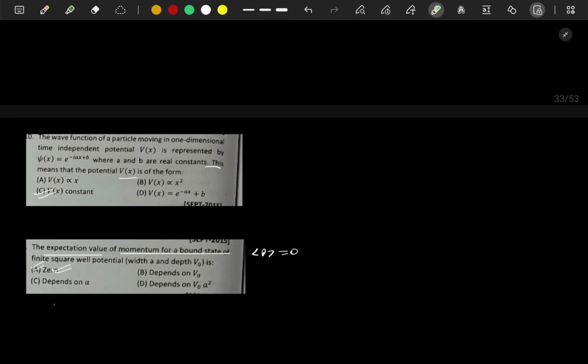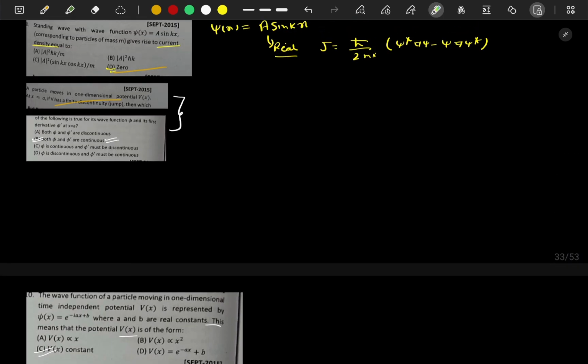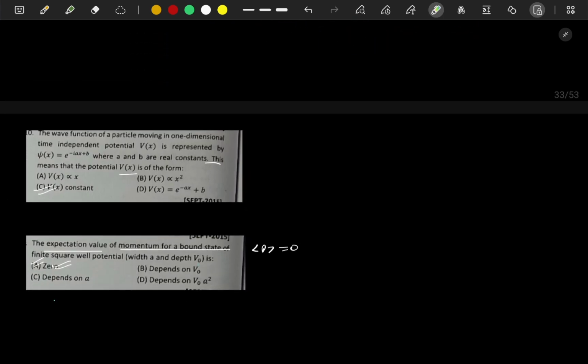Now the wave function of a particle moving in a one dimensional time independent potential V(x) is represented by ψ(x) with e raised to power minus iota kx, where a and b are real constants. This means that the potential V(x) is of the form, equal to constant. This question we also have done. I can show you, but we have to go back. In the previous lecture you will see it will be constant, means when you put that Hamiltonian part and solve it, only the exponential of iota x ψ will be there and b square directly proportional will be there, so this will be constant, not dependent on x basically.